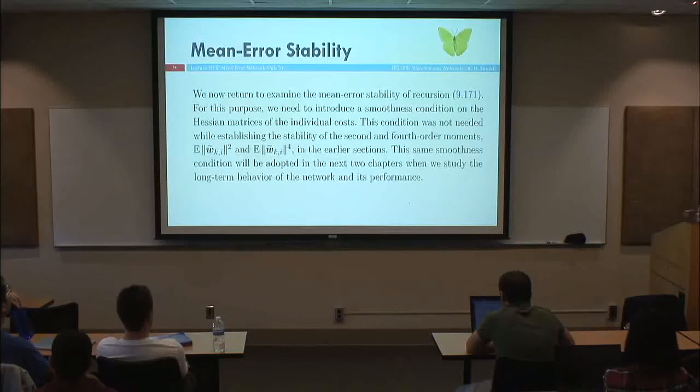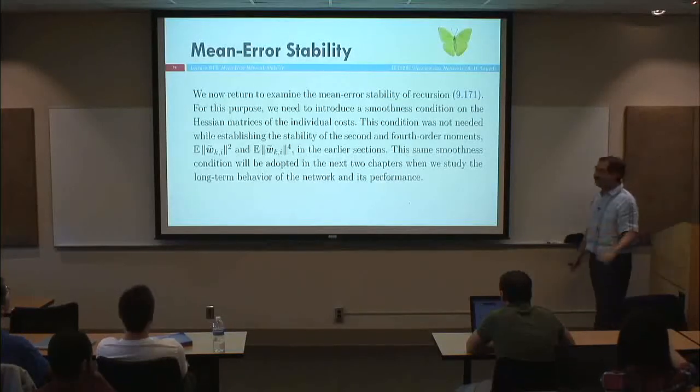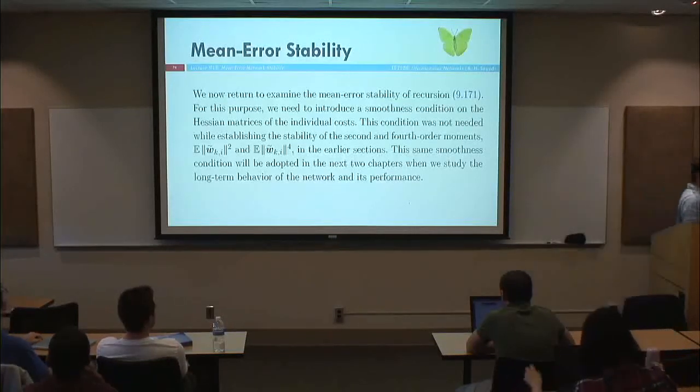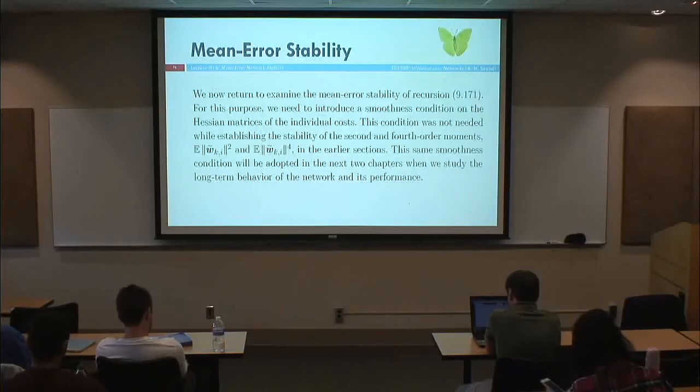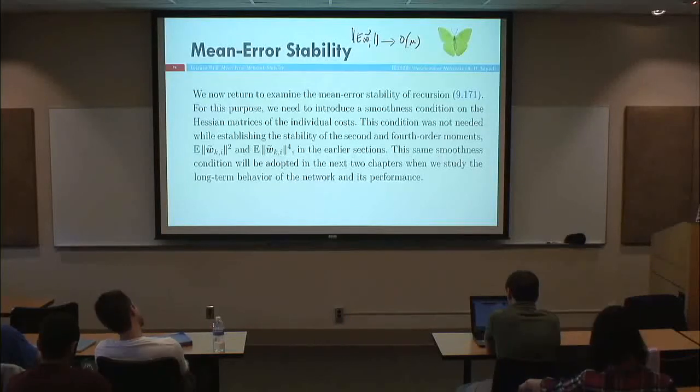So now, let's come back to the question we started with, which is to show that the norm of the mean error enters an area of size mu as i goes to infinity, correct?